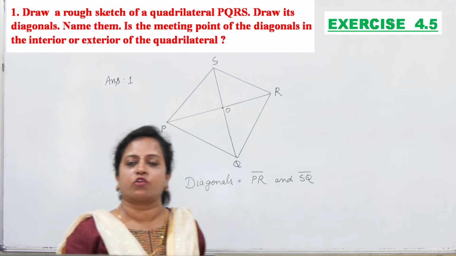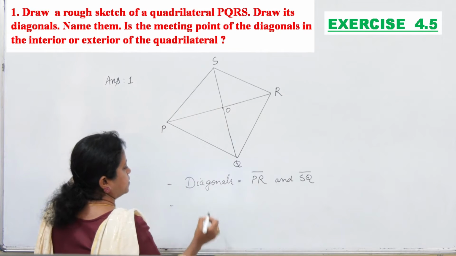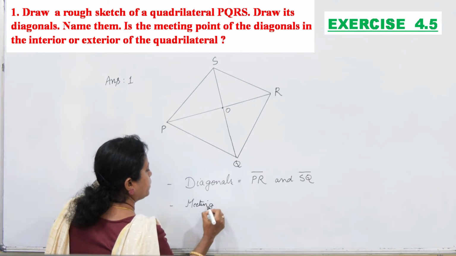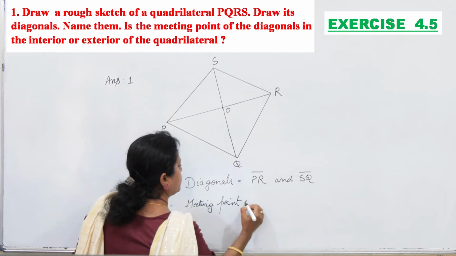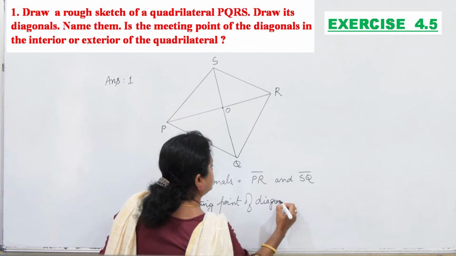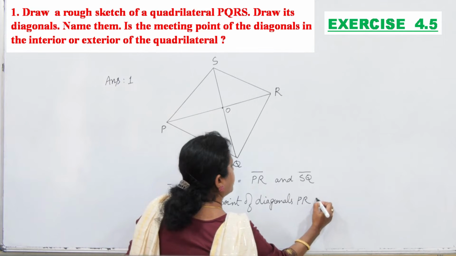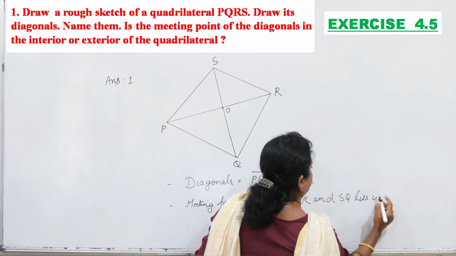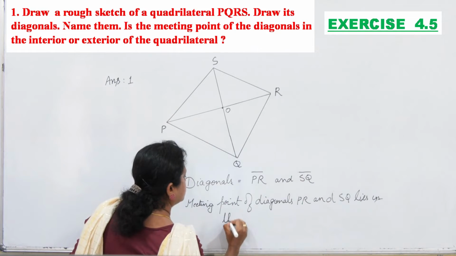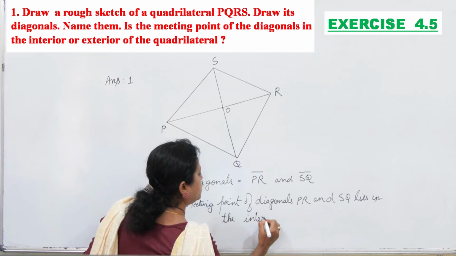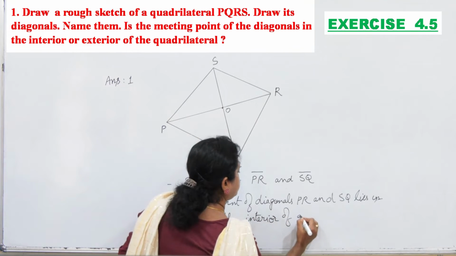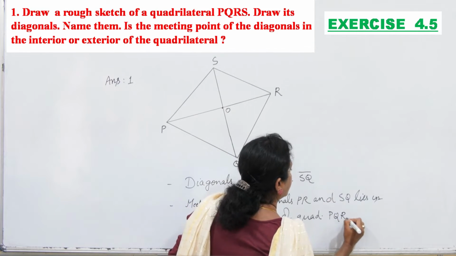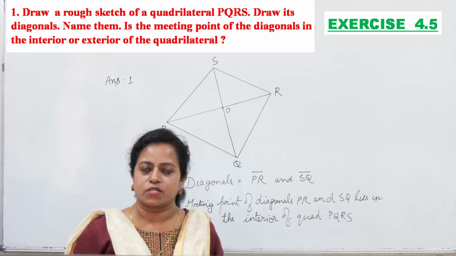So where does the meeting point of the diagonals lie? The second part of the answer is: the meeting point of the diagonals, or the intersecting point of diagonals PR and SQ, lies in the interior of the quadrilateral. And the name of the quadrilateral is PQRS. Clear with the first question?